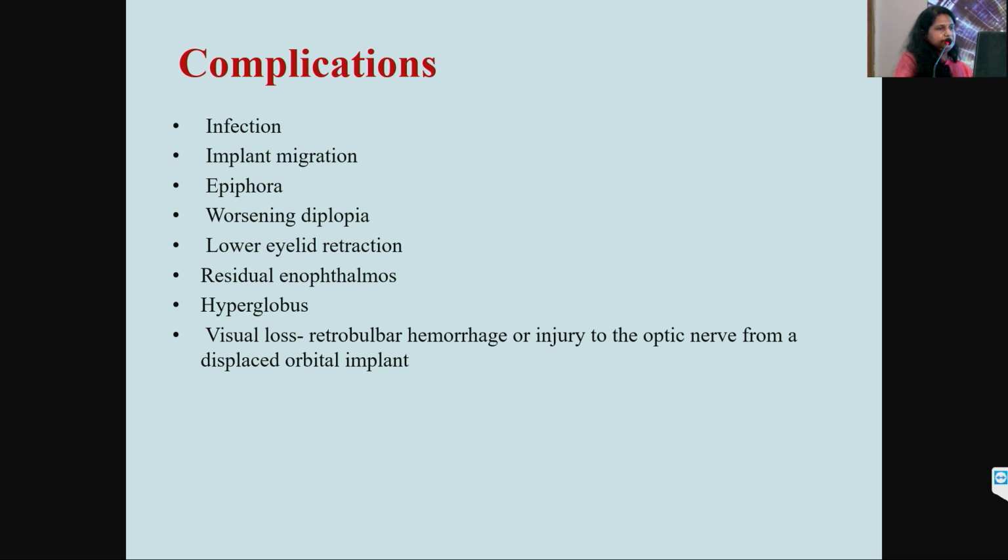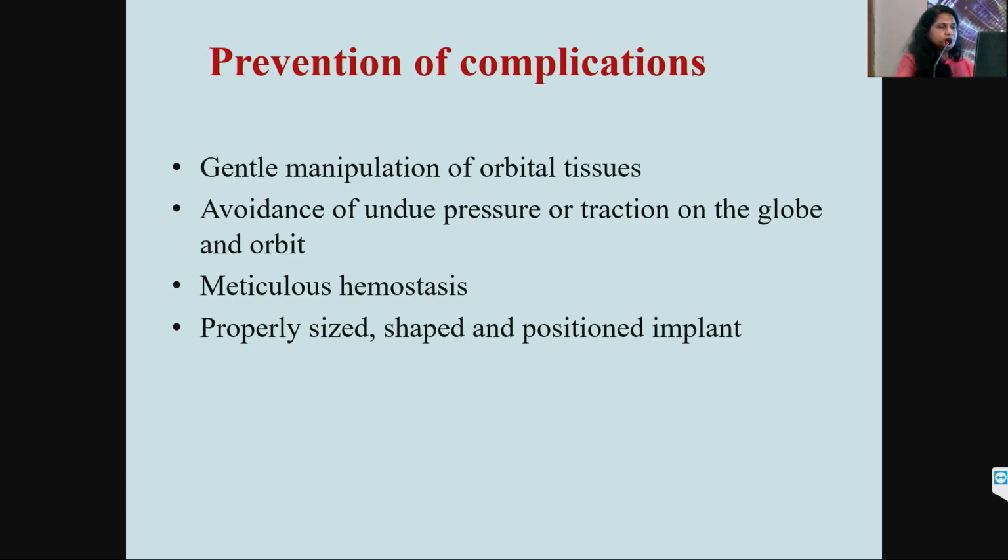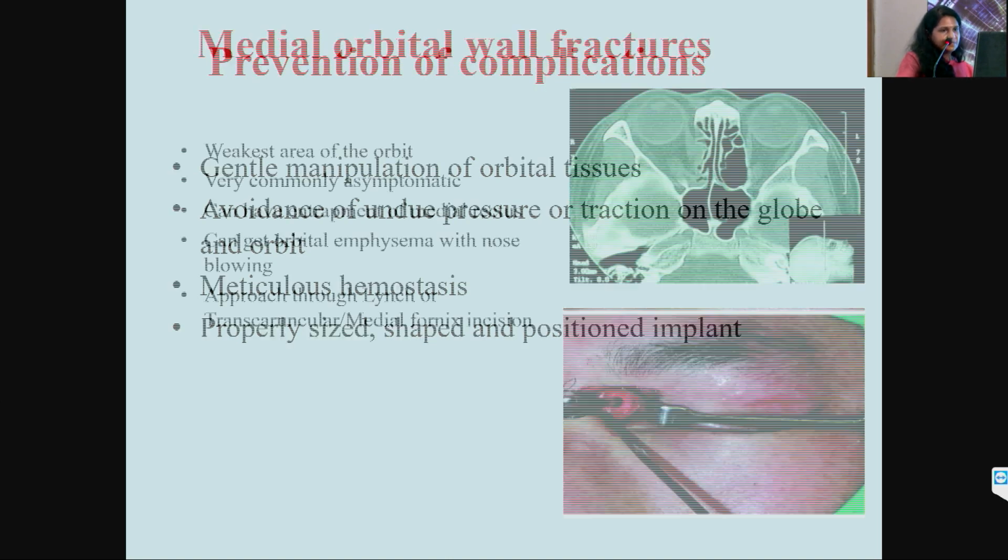Complications: there can be infection, implant migration, epiphora secondary to impingement of the implant in the nasolacrimal duct area, worsening diplopia, lower lid retraction in case of external cutaneous incision, residual enophthalmos or hyperglobus. Visual loss can be there due to retrobulbar hemorrhage or injury to the optic nerve from a displaced orbital implant. How to prevent complications? Gentle manipulation of the tissues, avoid undue pressure to the globe, meticulous hemostasis, and use a properly sized, shaped, and nicely positioned implant.